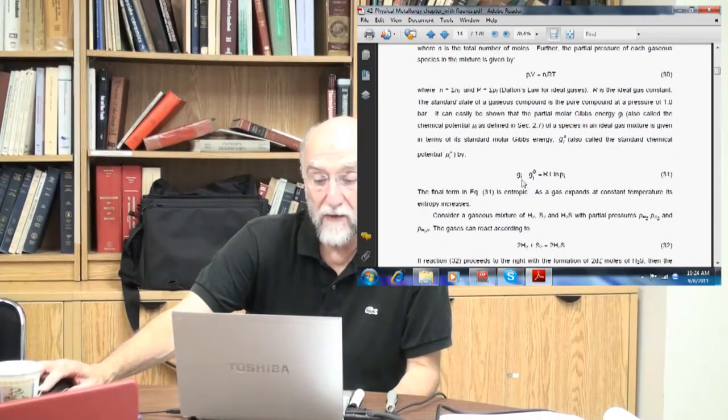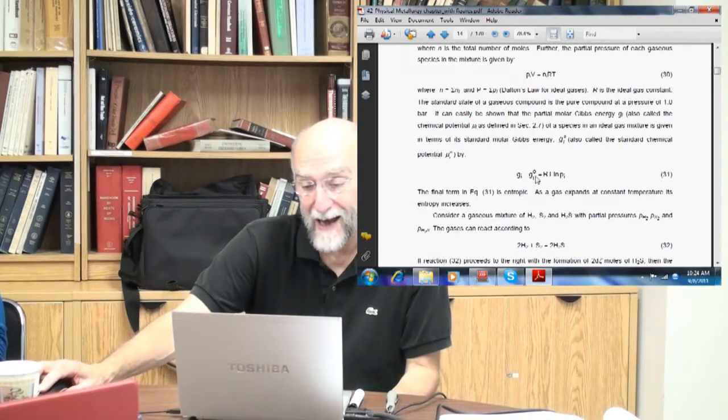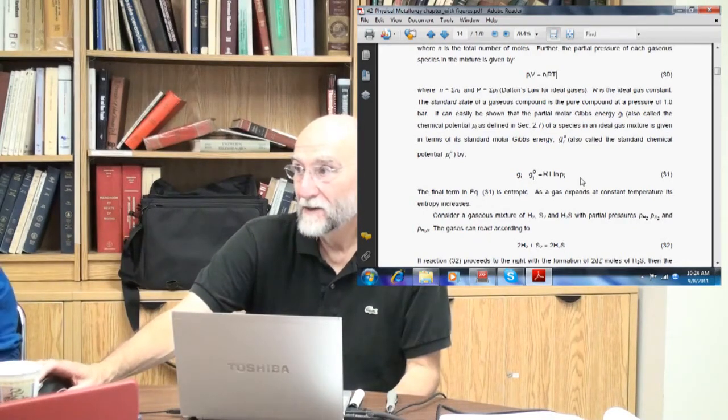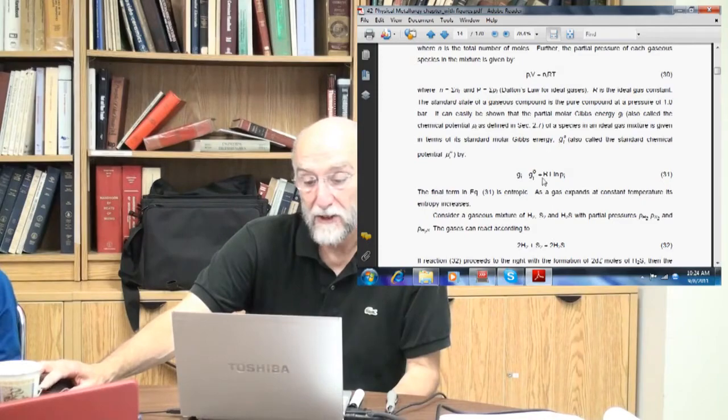It can be shown then that for an ideal gas, the Gibbs energy of the ideal gas not in the standard state, because this is not at 1 atmosphere, is equal to the Gibbs energy at 1 atmosphere, G naught i, the Gibbs energy per mole at 1 atmosphere, plus RT log P. Okay, and this term is the entropy change, remember?